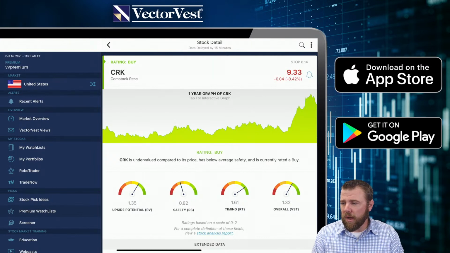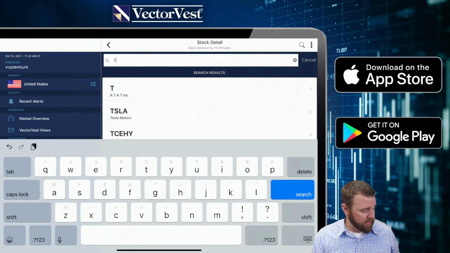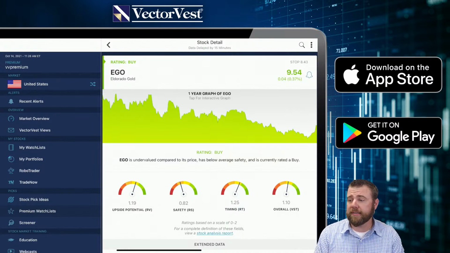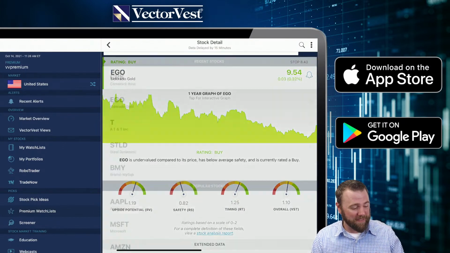Is TSOI in VectorVest 7 yet? If it is in VectorVest 7, it would be here. TSOI, not yet. So I will say, Mark, typically new stock requests get added every Thursday at the close of the market. Today being Thursday means that if you've requested it, it should be added in today after the close, which means you should be able to see it tomorrow. So as long as that request has been sent, you should be able to see that probably tomorrow, more so than today.